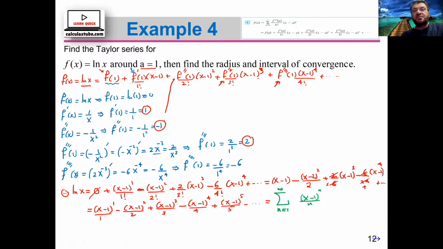Now, look at the first term. The first term is positive. Because it's positive, I can just put minus 1 to the what? To the n. So it's minus 1 to the n, times (x minus 1) to the n over n. This is the presentation of ln x around a equals 1. So I was able to present my function as an infinite degree polynomial, which is called the Taylor series.